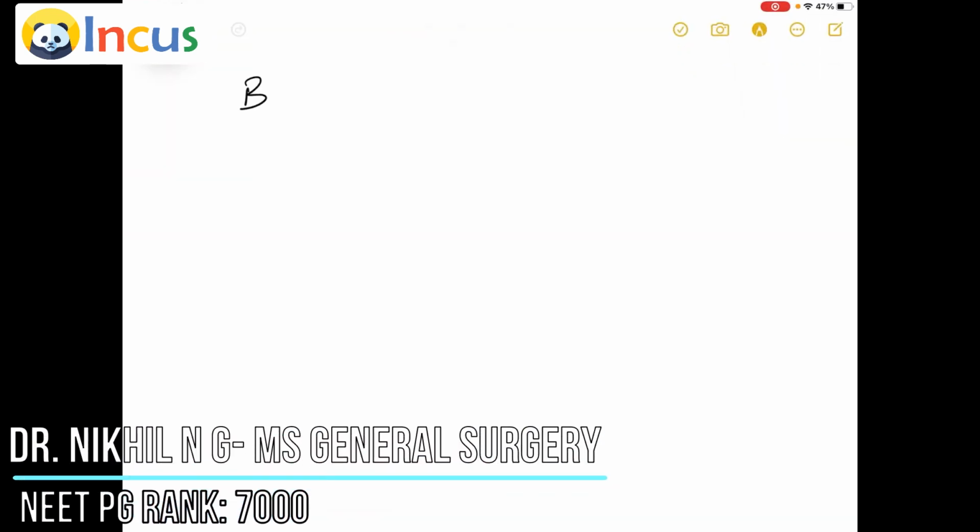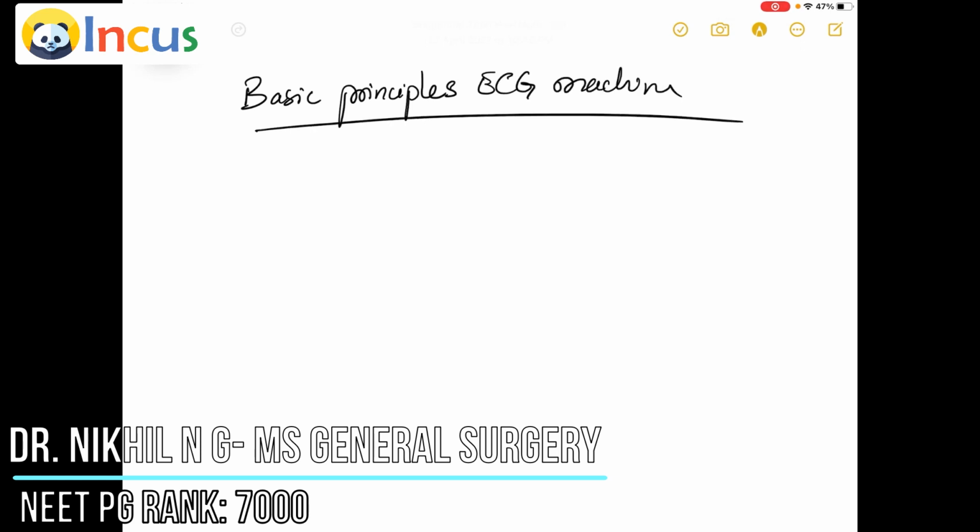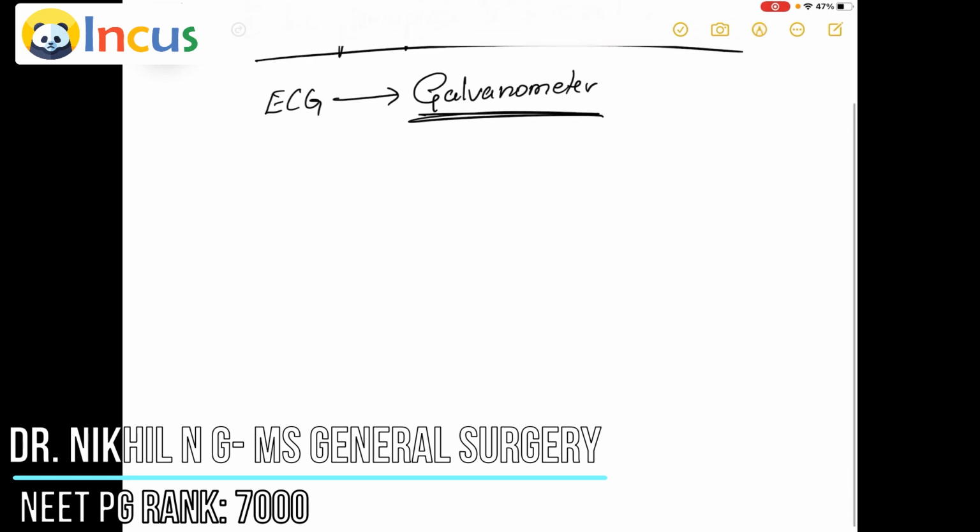I'm going to explain to you the basic principles of the ECG machine and ECG formation. Before going to that, you should know that the ECG machine works on the principles of a galvanometer. So basically, the ECG machine is nothing but a galvanometer. Now we shall see how this ECG machine works.